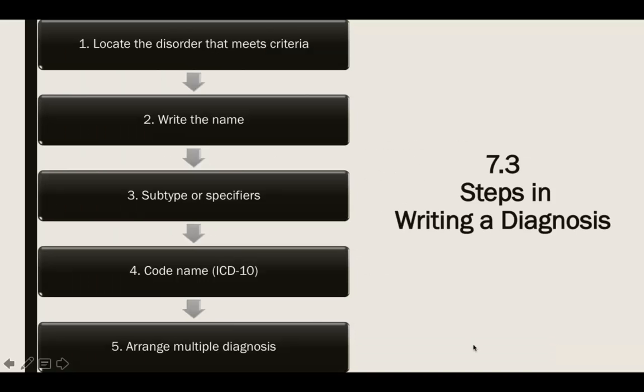Now let's look at the steps in writing a diagnosis. The first step is to locate the disorder that meets the criteria. Second is to write the name. The third is to specify the subtype or the specifiers. Fourth is to find the code, which is the ICD-10 code. And finally, arrange multiple diagnoses together.